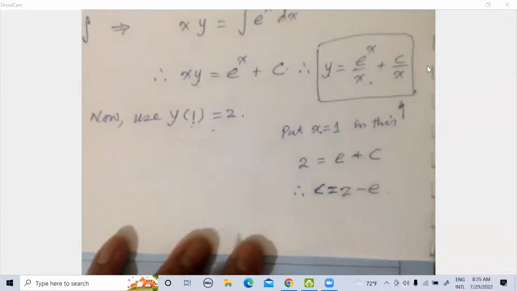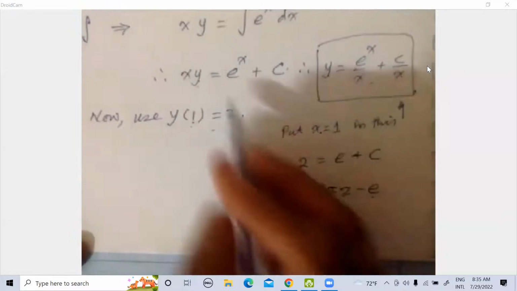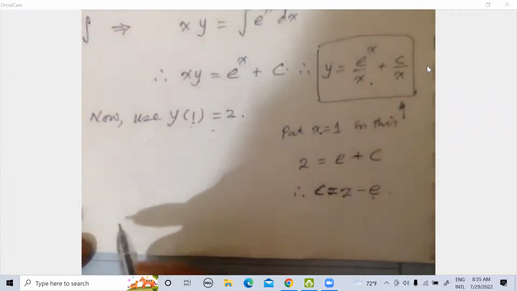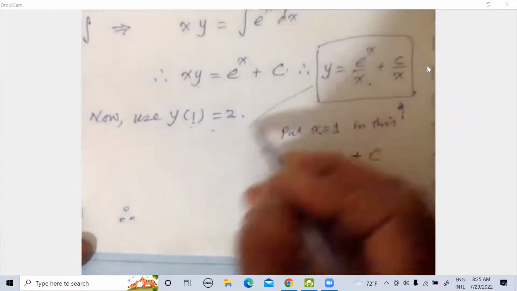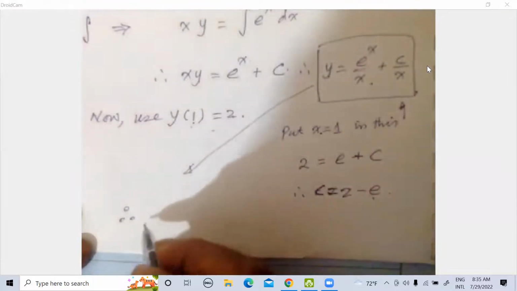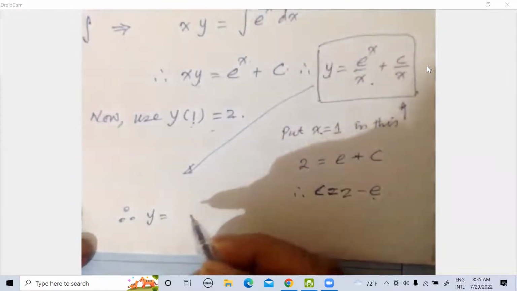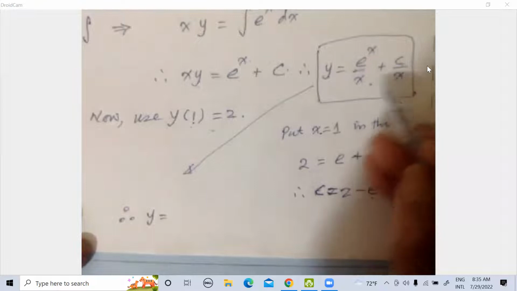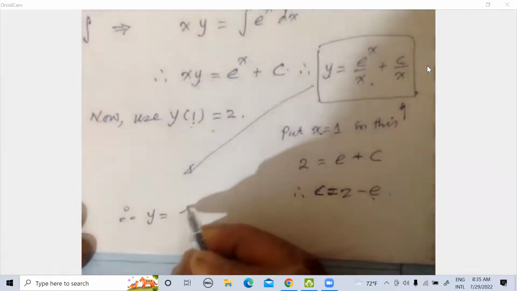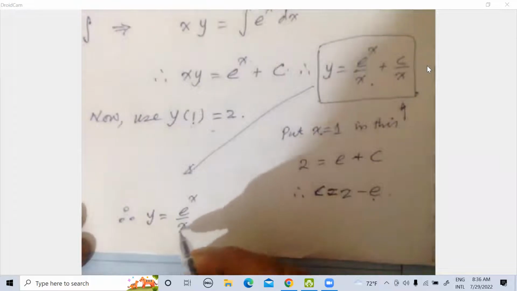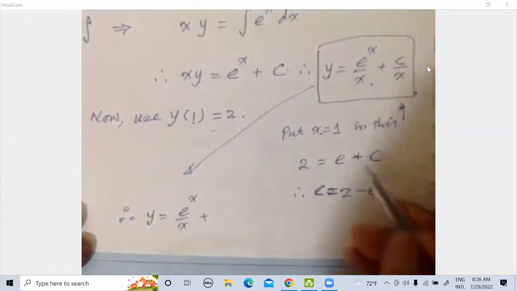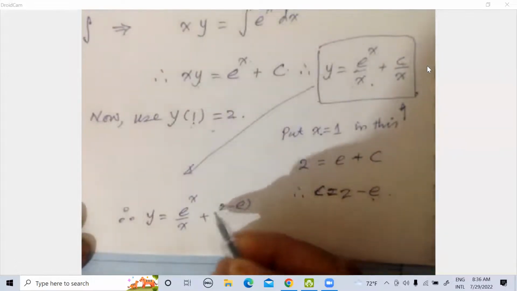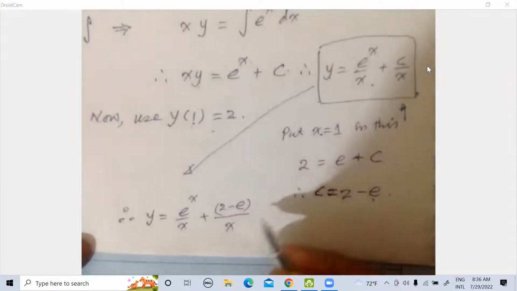E is bigger than 2, that's okay. So this number is negative. Now go back to the equation and put the value of C. Therefore, what is y? Y is equal to e to the x. We can even keep 1 over x outside, doesn't matter. E to the x over x plus what is C? C is 2 minus e. So the value 2 minus e is a number, 2 minus e over x.